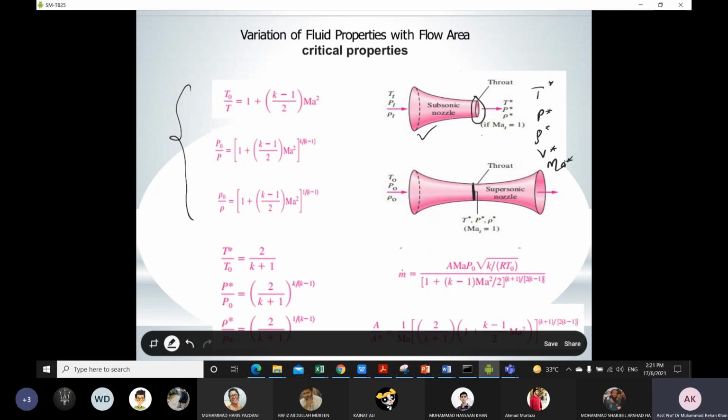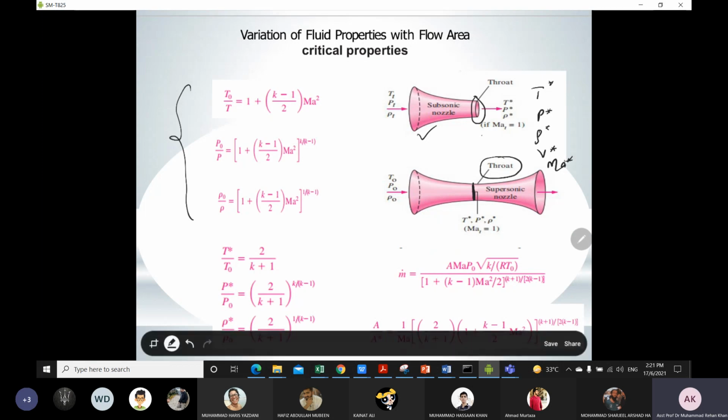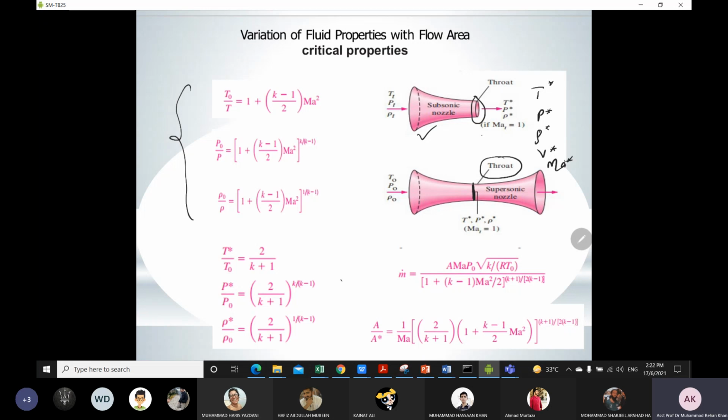So you just have to notice from the information that we are talking about the throat, because at the throat we get the critical property, your Mach number becomes equal to 1. So you have to find T star, P star, rho star, and any other property, that is V star, at the throat, or you can say at the critical point.